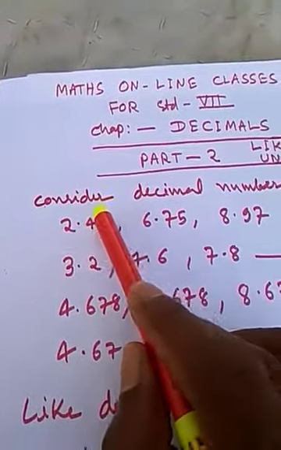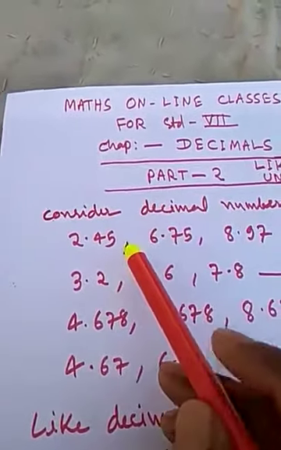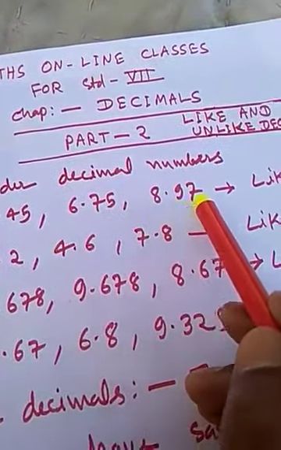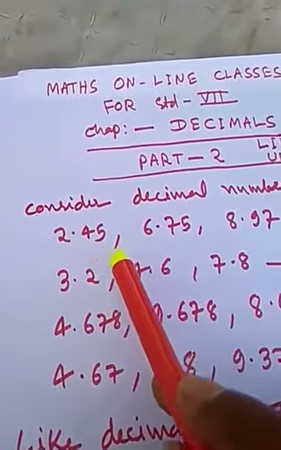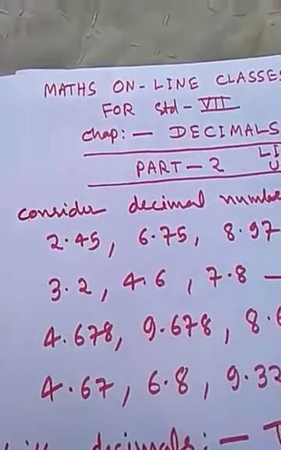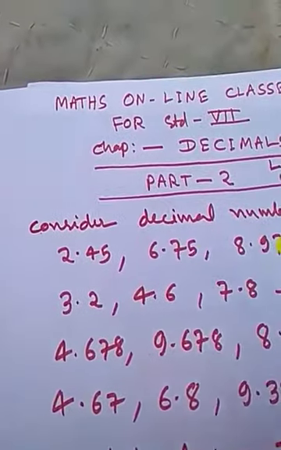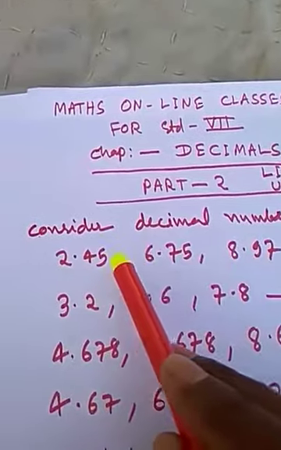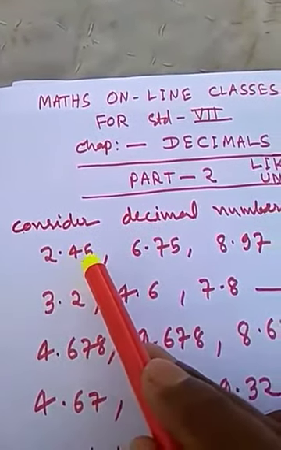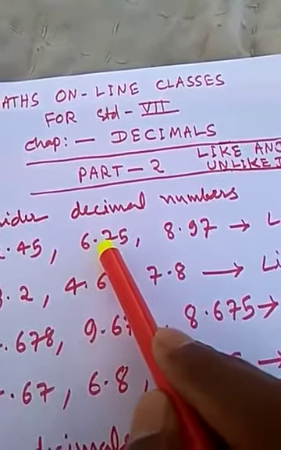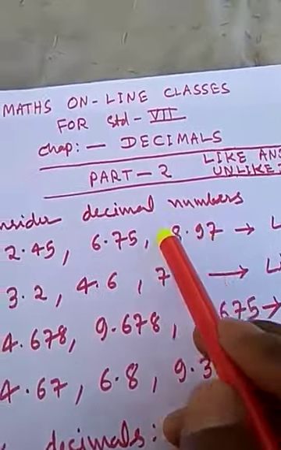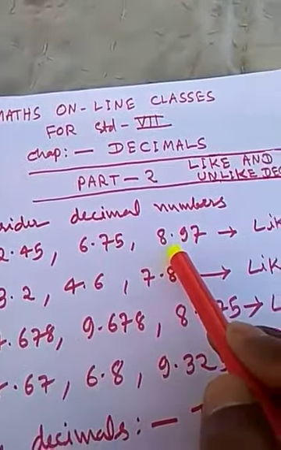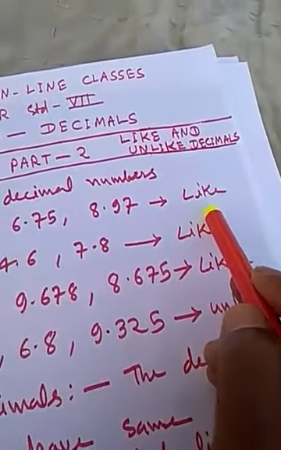Here consider the decimal numbers 2.45, 6.75, 8.97. Here pay attention to the decimal numbers. All the decimal numbers have two decimal places. After the decimal, there are two digits. It means all the decimal numbers have two decimal places, so they are called like decimals.